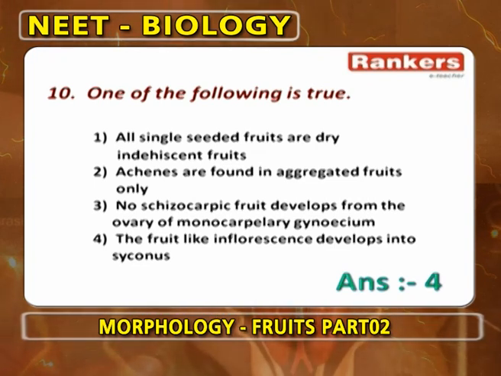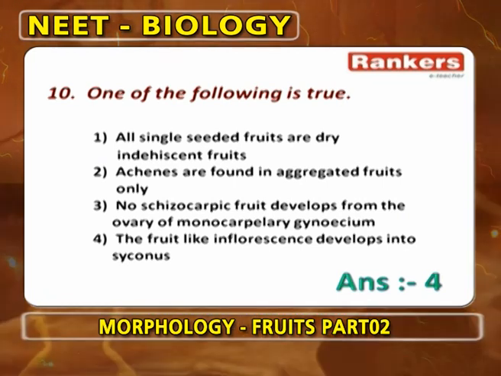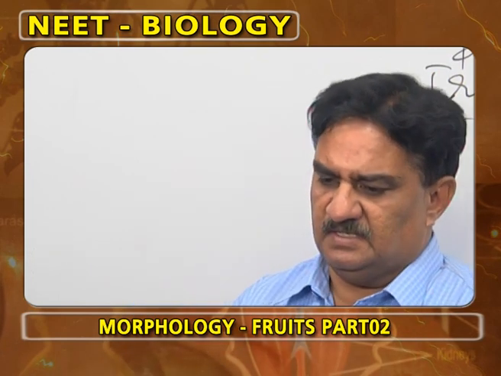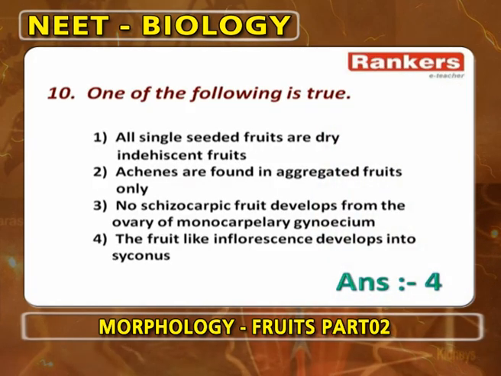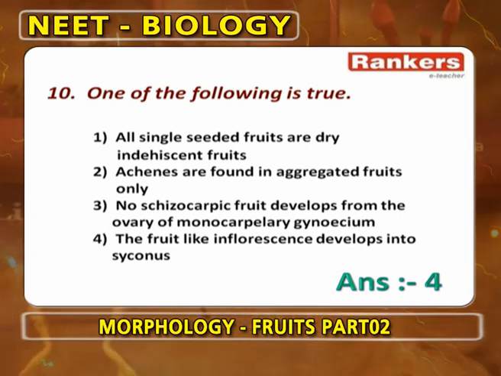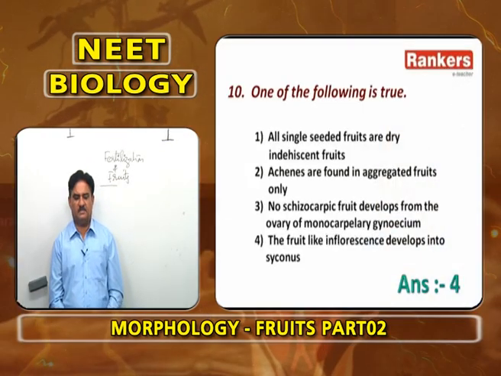All dry indehiscent fruits are single seeded fruits is correct. All single seeded fruits are dry indehiscent fruits is wrong. Then achenes are found in aggregate fruits only is also wrong. Why? Because achenes are found even in normal fruits also. No schizocarpic fruit can develop from ovary of monocarpillary gynoecium is also wrong.